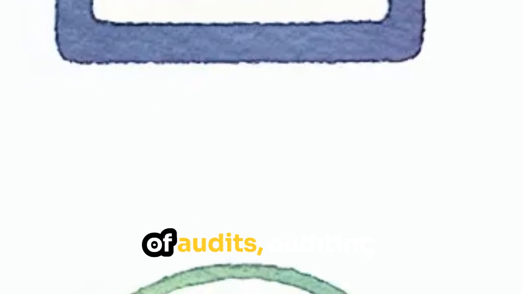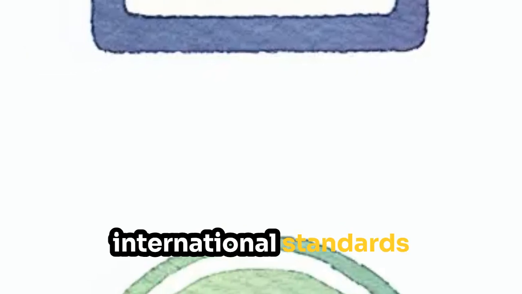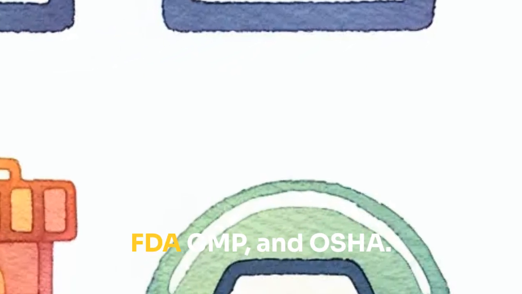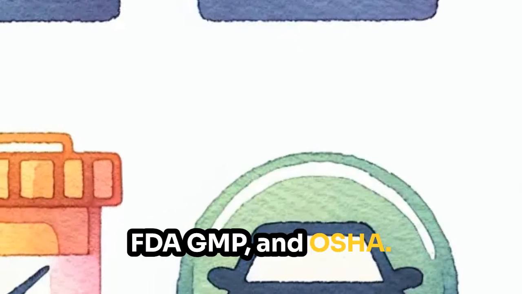1. Core concepts covered in the course: fundamentals of quality auditing, types of audits, auditing principles, and international standards like ISO 9001, ISO 19011, IATF 16949, FDA GMP, and OSHA.